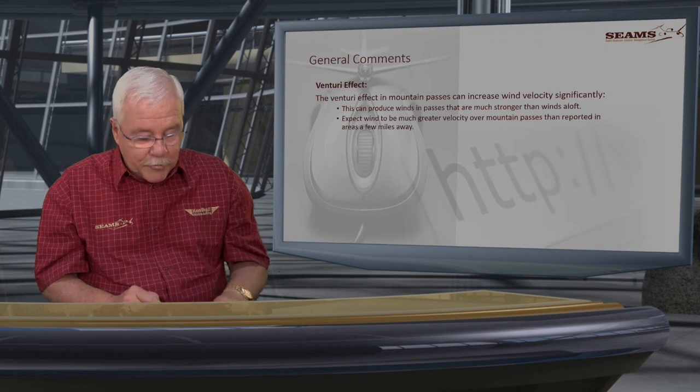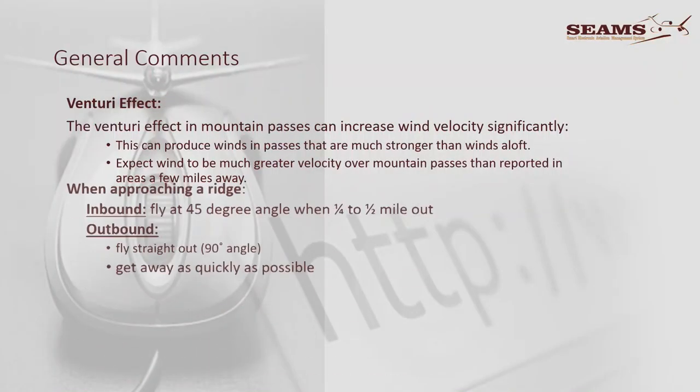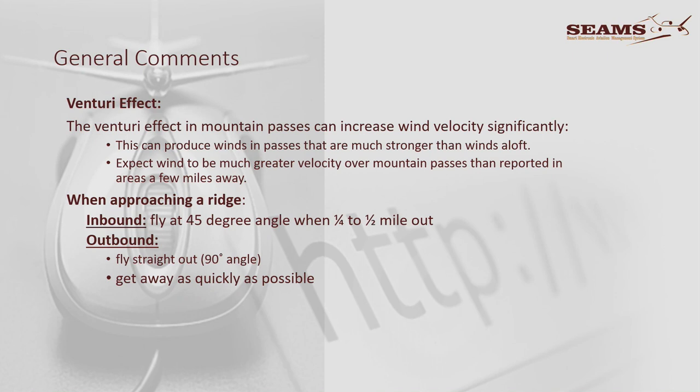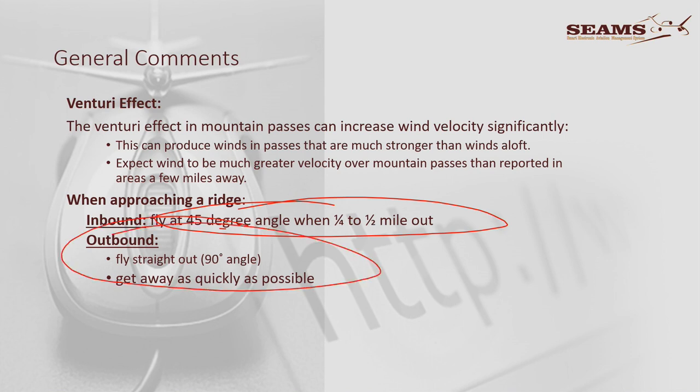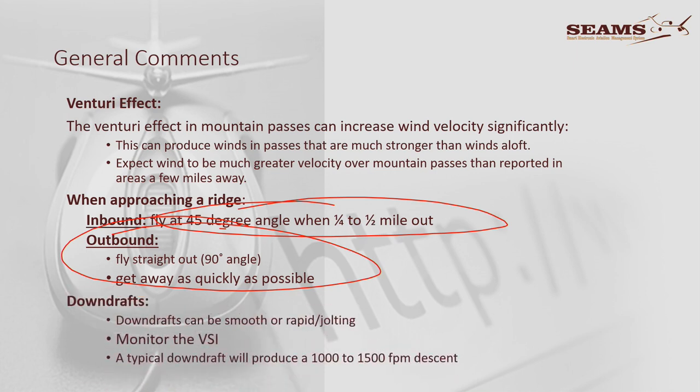You must be able to read the wind, must be able to see the wind. When approaching the ridge, fly at a 45-degree angle, a quarter to half a mile out. Outbound, fly straight out 90 degrees, get away as quickly as possible from such an area. These are good tips. Remember that: 45 degrees on the way in, and on the way out, just get out of there.